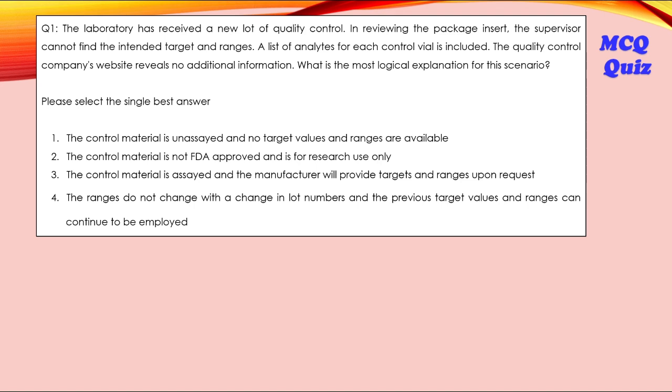1. The control material is unassayed and no target values and ranges are available. 2. The control material is not FDA approved and is for research use only. 3. The control material is assayed and the manufacturer will provide targets and ranges upon request. 4. The ranges do not change with a change in lot numbers and the previous target values and ranges can continue to be employed. The correct answer is number 1.